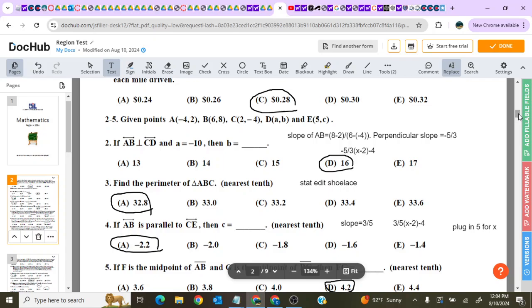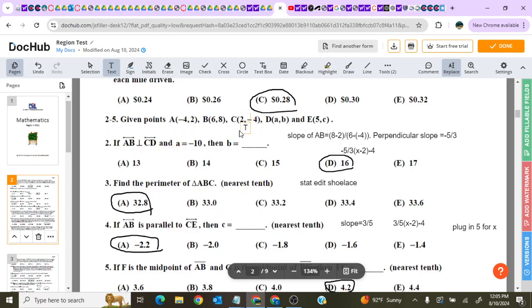Number two, given the points A, B, all this stuff, if AB is perpendicular to CD and A is -10, then what is B? So for it to be perpendicular, you have to figure out what the perpendicular slope is. So AB goes up 6 and to the right 10. So its slope is 6 over 10 or 3 over 5. Find the perpendicular slope: you take the inverse of that, 5 over 3, and then make it negative. So -5 over 3 is your slope.